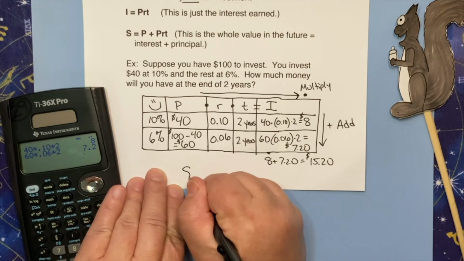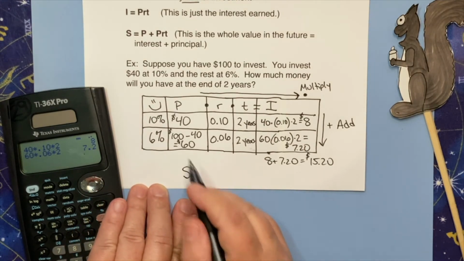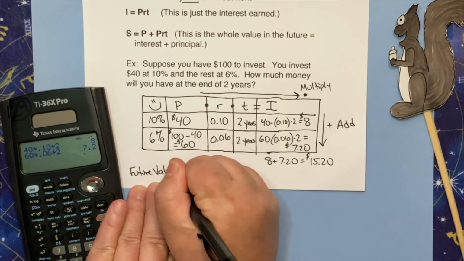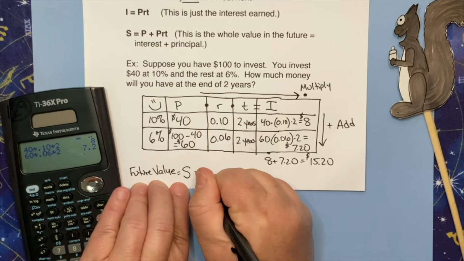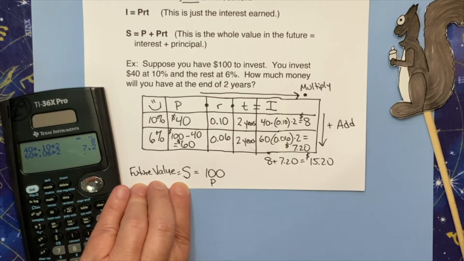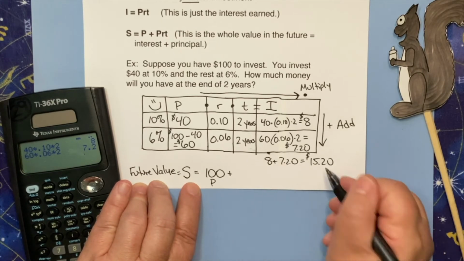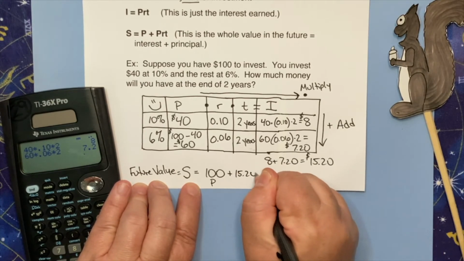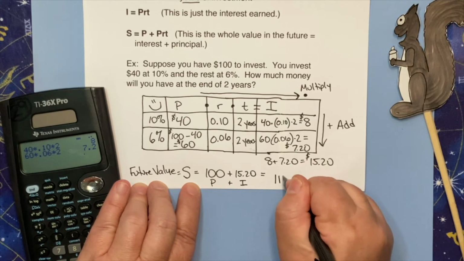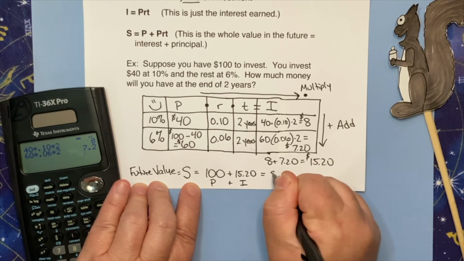So our future value, end of 2 years, future value is the $100 that you invested, the principal, plus the $15.20, which is the interest. And so we get $115.20.